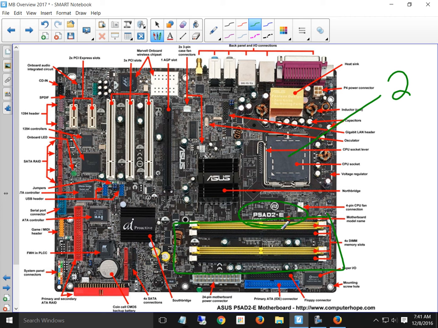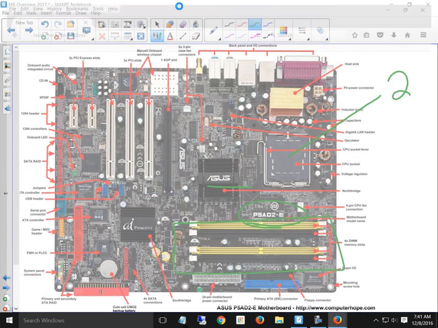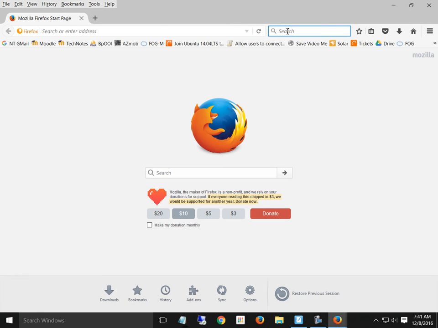Some of them are very, very similar. Yeah, this is probably a 775. Maybe, maybe not. It could be 1150. But if I go and Google that motherboard, first of all, who made this motherboard? Asus, right? It says right on there. So it's an Asus P5AD2-E.